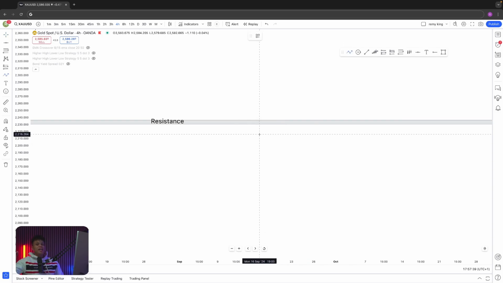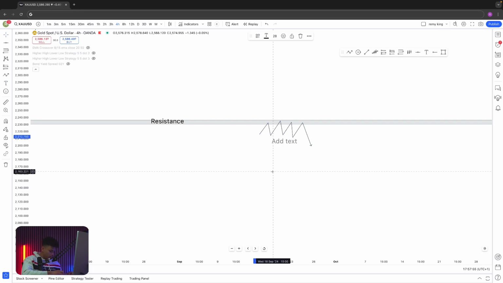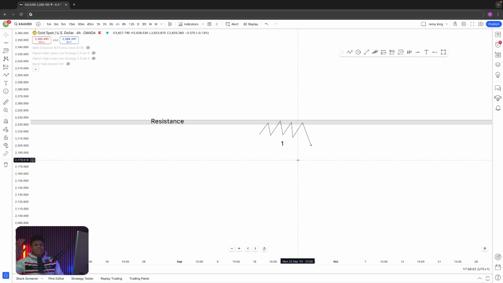So the first case is that price is rejecting off of this area multiple times and cannot break through. It simply can't break through this area and decides to go to the downside. This is our first example. We're going to mark it as number 1. This right here is going to be our first example of a resistance area.